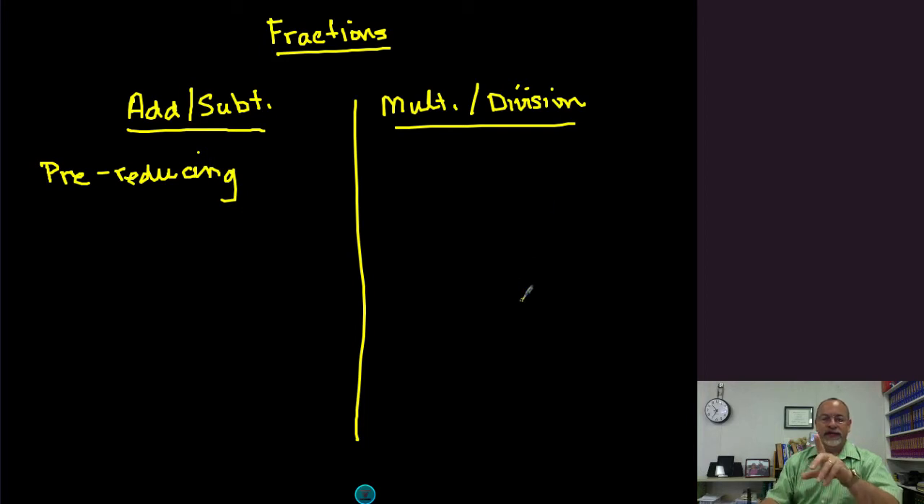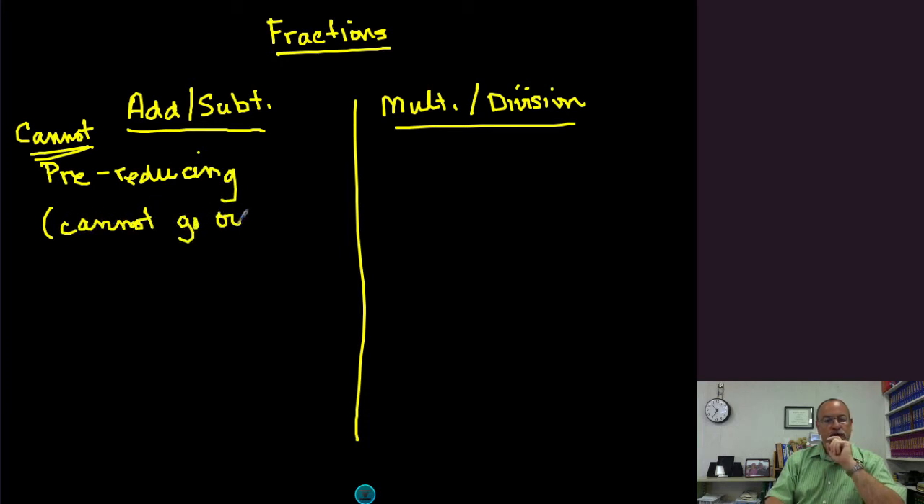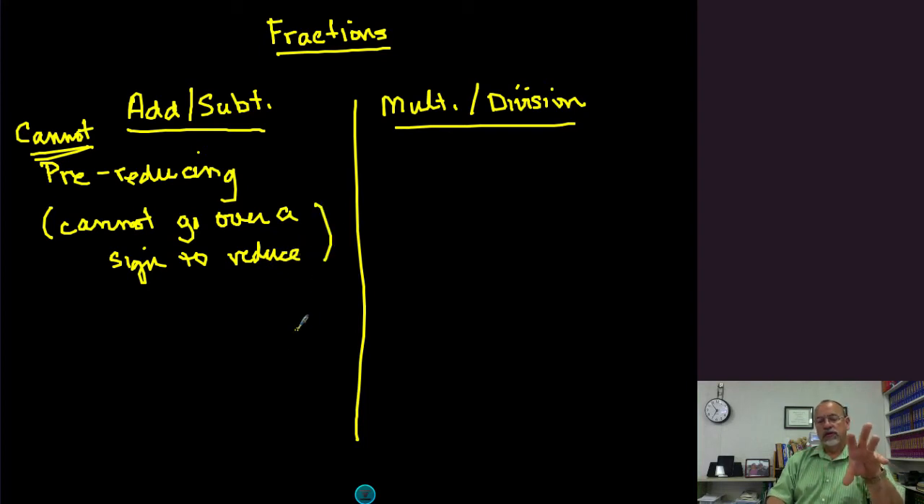Okay. Now here's the deal. You cannot pre-reduce when you're adding and subtracting. The way I want you to look at this is you cannot go over a sign, or jump over an operation sign, to reduce. Okay, and you'll see what I mean in a minute. So you cannot go over an operation sign to reduce.